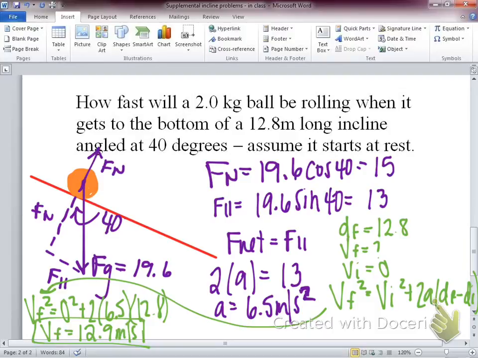So we got a final velocity somewhere around 12.9, hopefully? Yeah? 12.7? Okay. That's just because I rounded my parallel to 13.